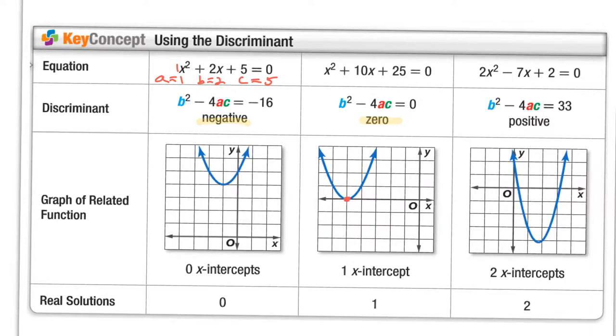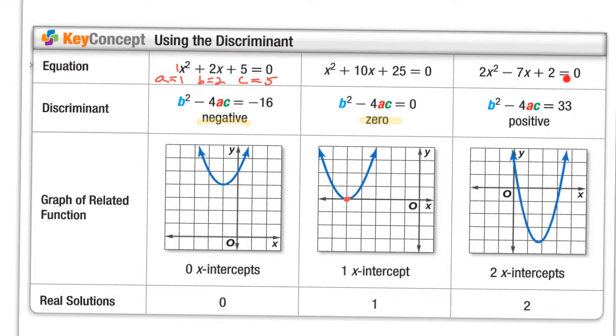So when the discriminant is 0, we say we have one x-intercept. It's not crossing, it's touching at that point. So we have one x-intercept. And that tells you that we have one real solution. That's what we want to know, how many real solutions we have.